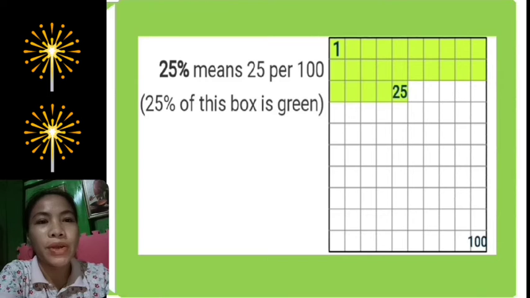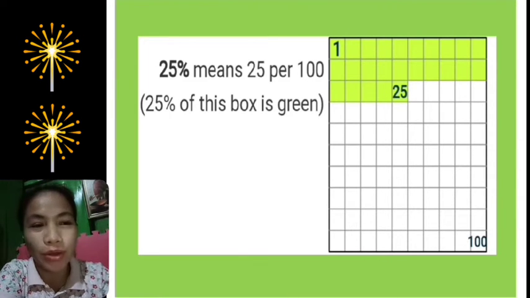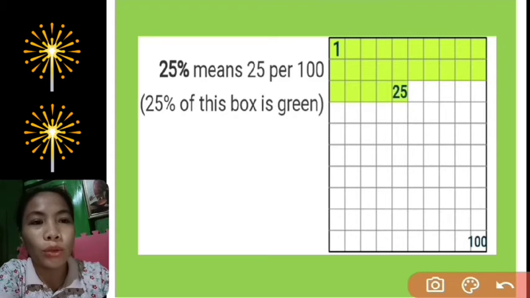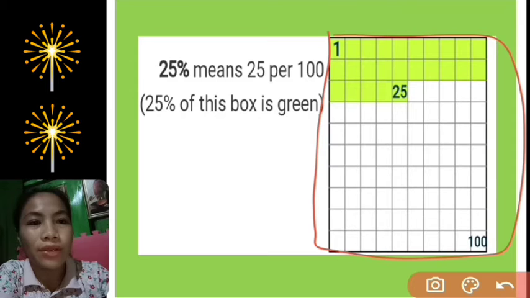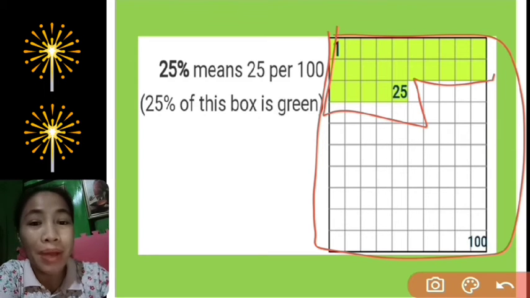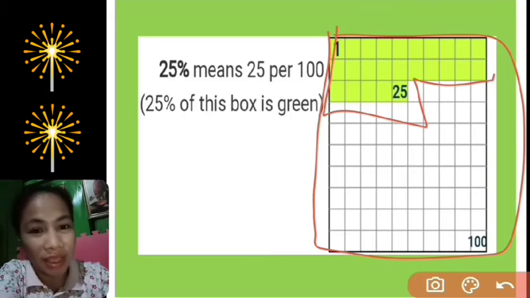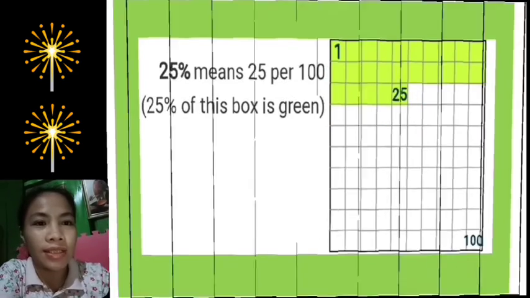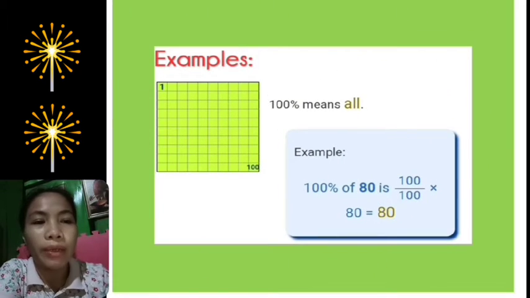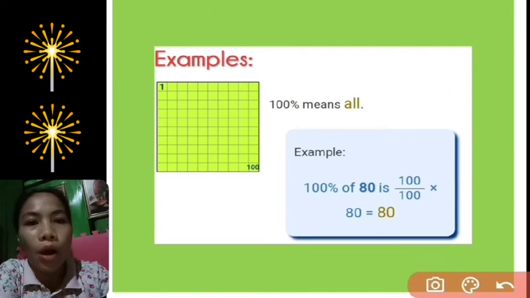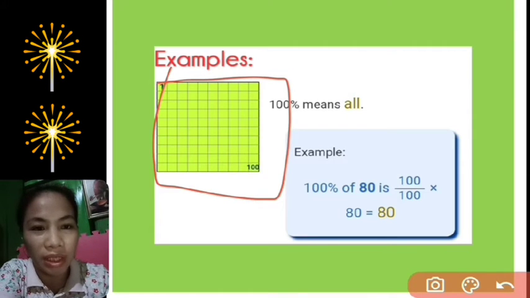Let's have another example. 25% means 25 per 100. It is called per 100 because out of 100, we have 25 boxes that are colored green. Next, 100% means all, because all the 100 boxes are colored green.